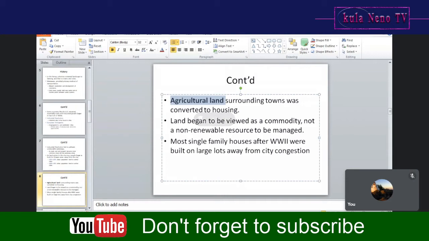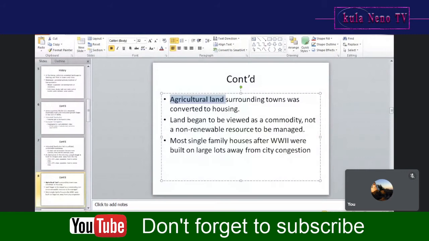Now, from there, land started being viewed as a commodity, not an unrenewable resource to be managed. What am I saying? At that point, people started thinking, I should buy this land to build my home, without thinking, what is this land used for? Will the current use continue? And that would be it. And if that current use does not continue, what will happen? You see, people didn't have time to think through that. And I think even up to today, people don't think through that.